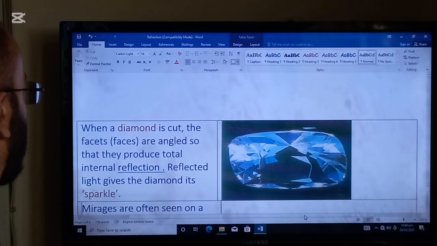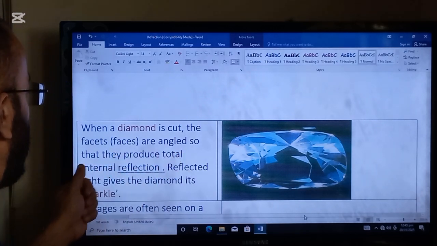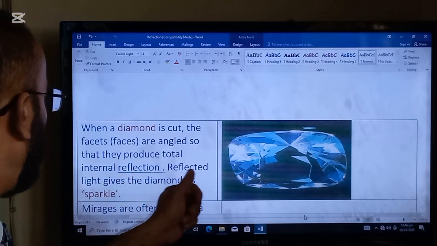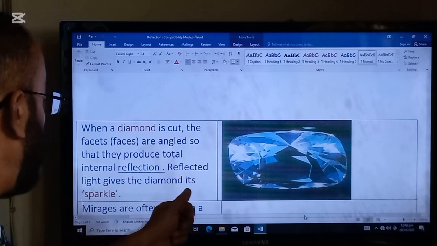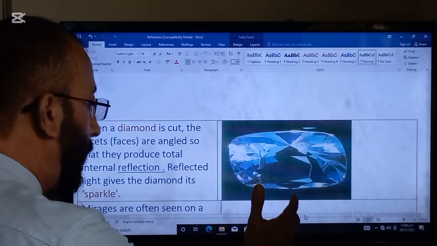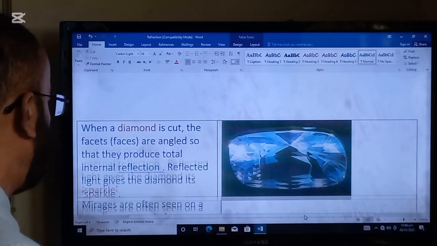When a diamond is cut, the faces are angled so that they produce total internal reflection. Reflected light gives the diamond its sparkle. So this is the technique of cutting the diamond, due to which diamonds sparkle.